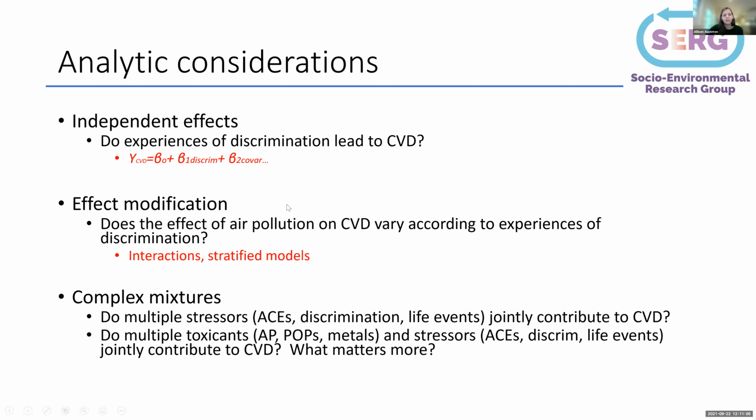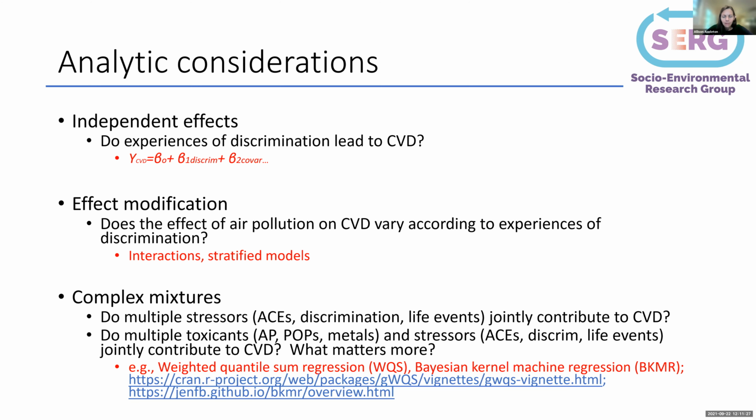So effect modification hypotheses are super helpful and useful to get your hands around what's going on with two really important exposures, air pollution and discrimination, let's say. Complex mixtures allows you to take it a step further to consider more complex mixtures of stressors and toxicants jointly. So to do a complex mixture analysis, there's a couple of statistical tools that you can think about using. There's a weighted quantile sum regression approach, WQS. There's also Bayesian kernel machine regression, BKMR approaches. So I've put a few resources here that can get you started in learning more about that.